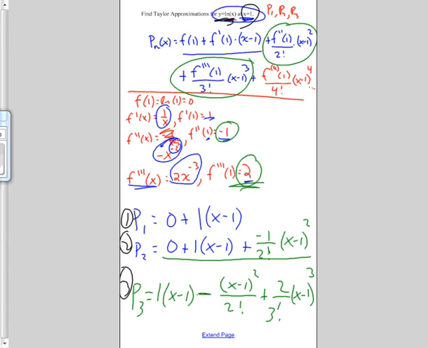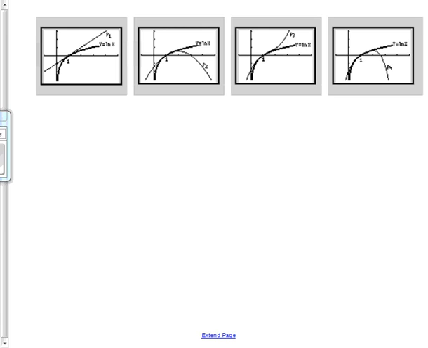And if we want to look at what those look like, here we have ln x and our first degree approximation. It's decent. And on the next one, again, we have ln x. And now we have our second degree approximation. It's getting better. And ln x and our third degree approximation. And then here's a graph of the fourth, but we didn't find that. You can find that. You know how to do that.